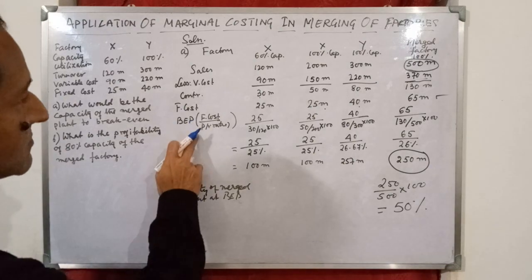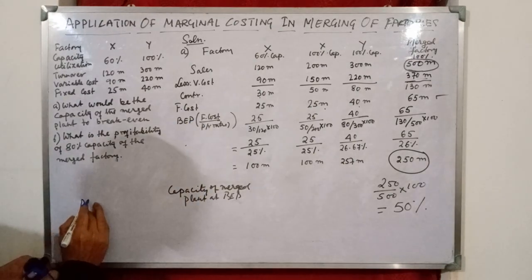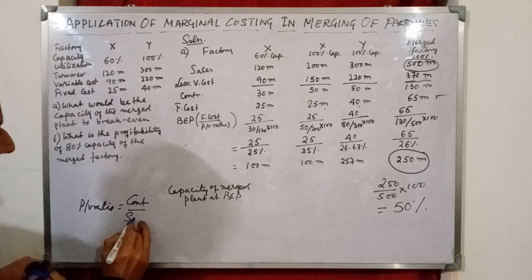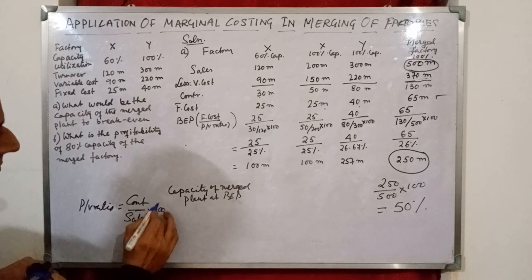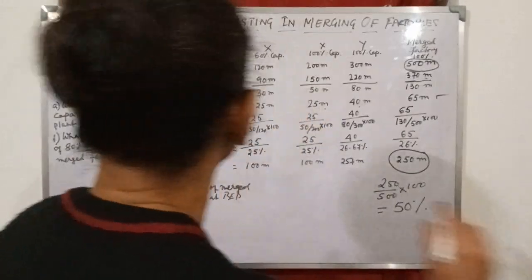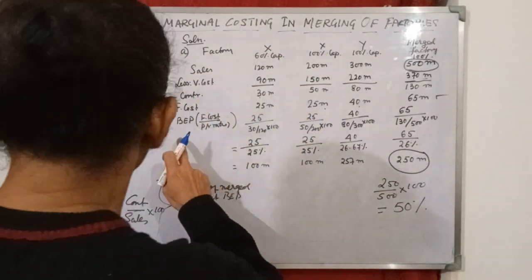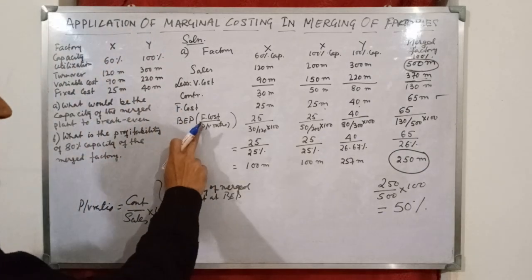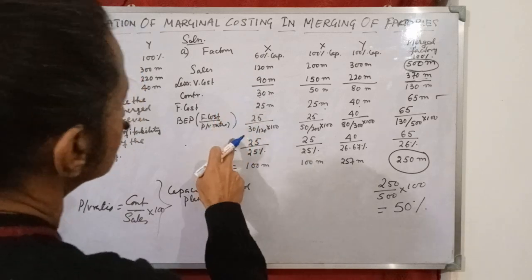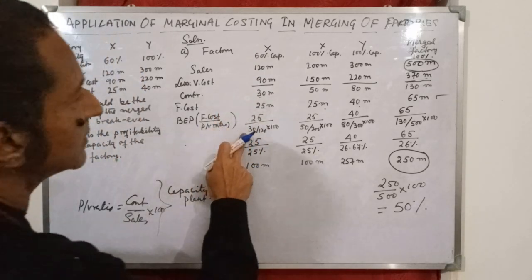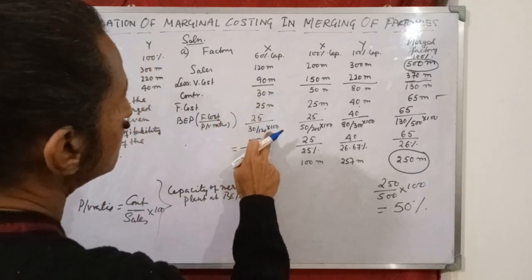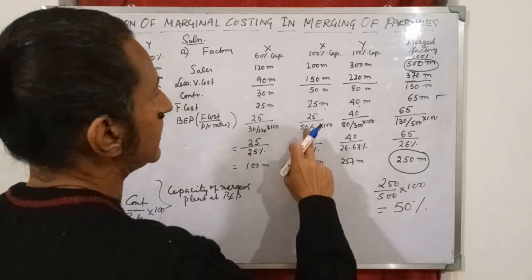Now BEP is fixed cost by PV ratio, and we know PV ratio is equal to contribution by sales into 100. So I have simply computed the contribution. We have computed the break-even point by dividing the fixed cost by PV ratio. Fixed cost for factory X is 25 million. So BEP is 25 divided by contribution by sales, 30 by 120 into 100.